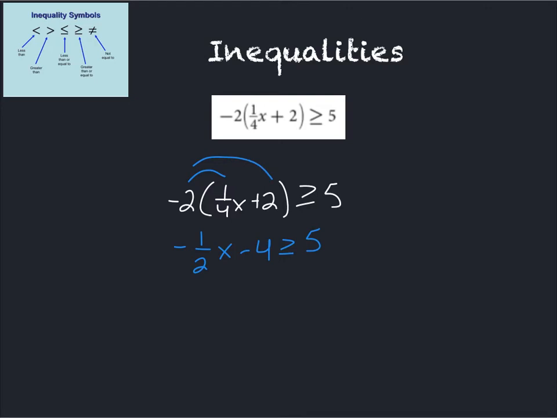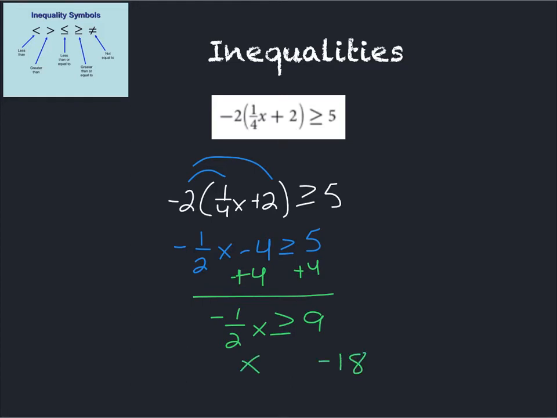And then you'd solve this the same way you'd solve a regular equation. You'd add 4 on both sides. Get -1/2 x is greater than or equal to 9. And then you would divide by -1/2, or multiply by the reciprocal, which in this case would be -2, and you get -18.